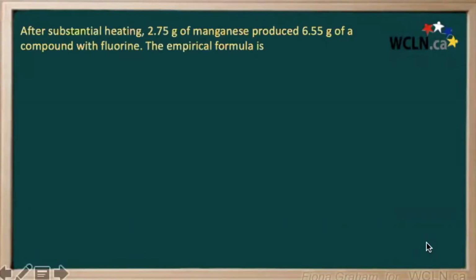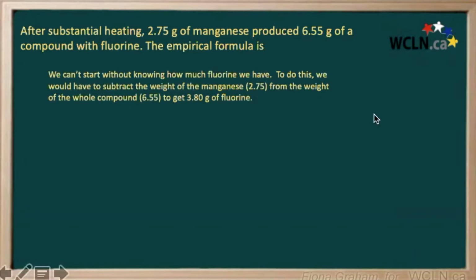Okay, the question is saying, after substantial heating, 2.75 grams of manganese produce 6.55 grams of a compound with fluorine. The empirical formula is, well, before we can calculate that, we need to know how much fluorine we have. So to do that, we would have to subtract the weight of our manganese from the weight of our whole compound, and we would find that we have 3.8 grams of fluorine.